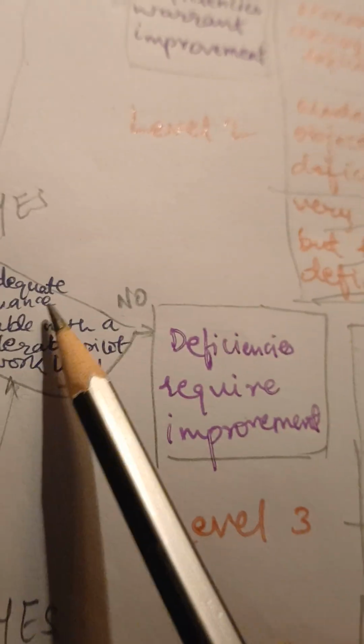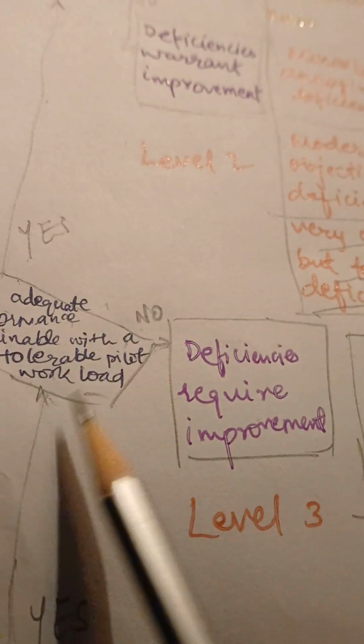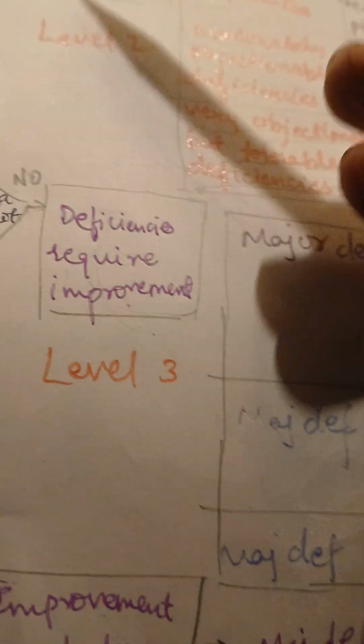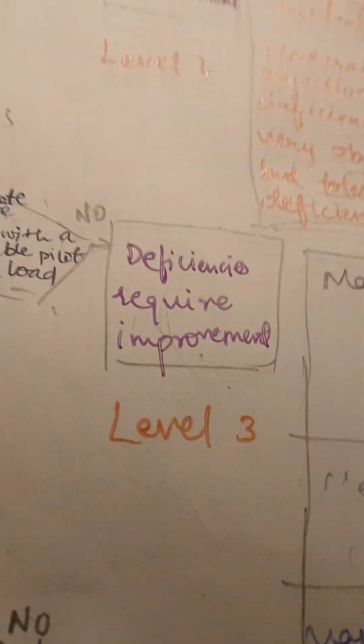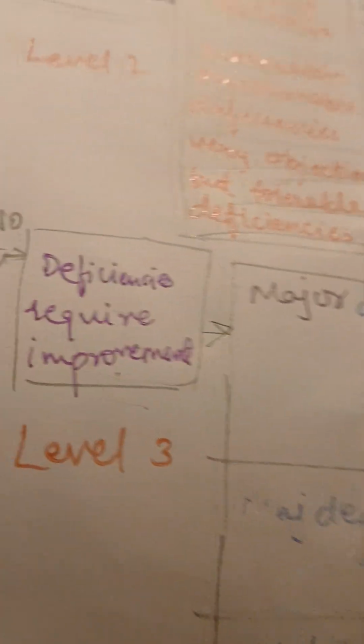Now this question has only a no. The next question we are going to ask is: is adequate performance attainable with a tolerable pilot workload? If the answer is yes, again we go to this. If the answer is no, deficiencies require improvement. Earlier it was deficiencies warrant improvement, and here it is deficiencies require improvement. The difference between warrant and require, I'll check and get back. I am also not aware of it. Okay, so let's go.